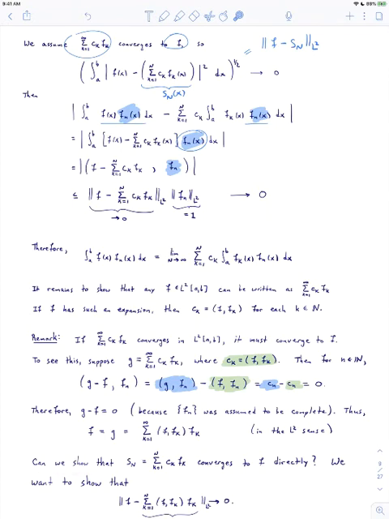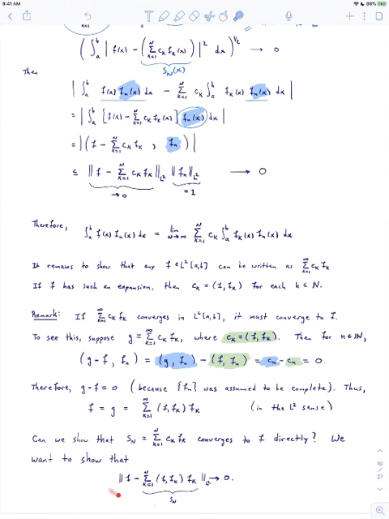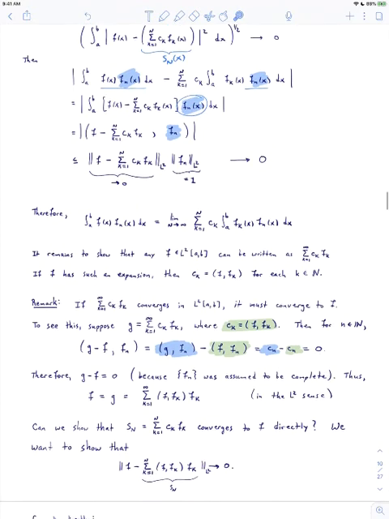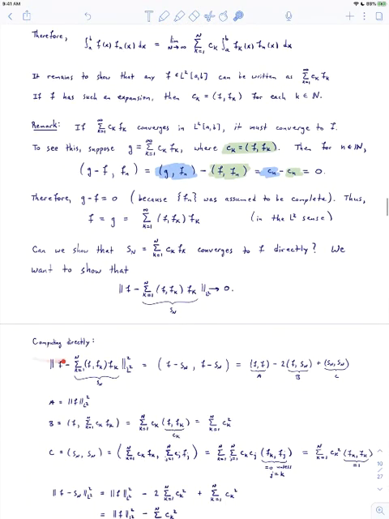So can we show that it converges to f directly? Well, we want to show that this norm, the difference between f and its partial sum, Sn, goes to 0. So can we just do it directly? Can we do it by direct computation? So let's just compute it directly. So f minus its partial sum, this is the norm quantity squared. So that means it's equal to the inner product with itself. Remember that the inner product of a function with itself is its norm squared.